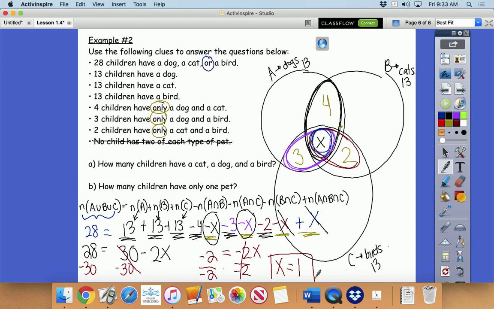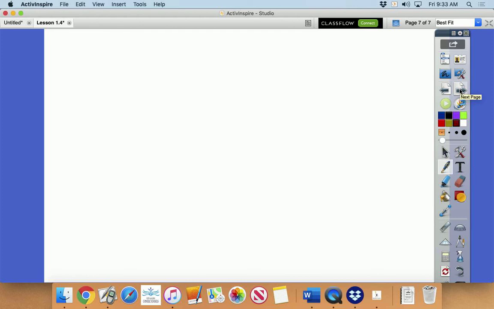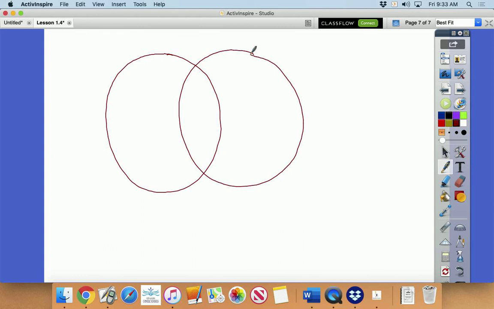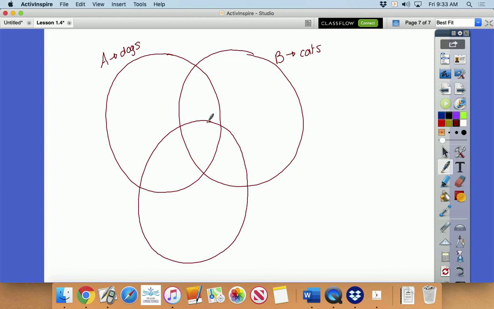Okay, so in our last step, we're going to draw out those 3 circles again. I'm going to label A for dogs, B for cats, and C for birds. Now I'm going to start with the middle. Remember, we solved x and we found that it was 1, so I'm going to now place a 1 in that spot to help us.